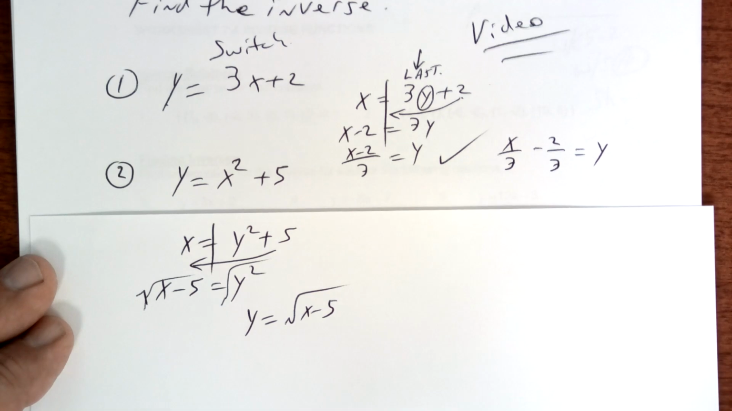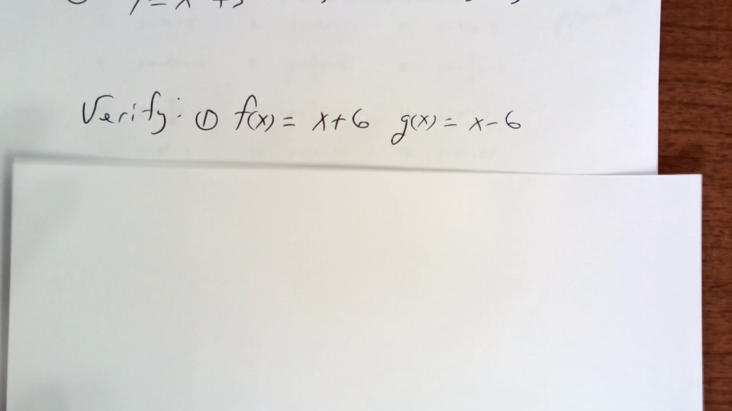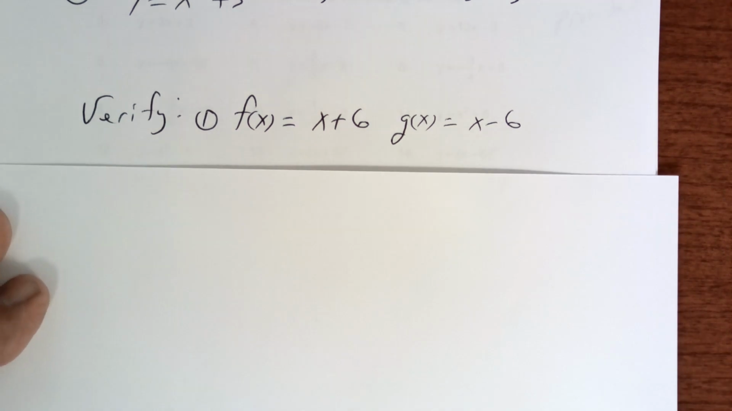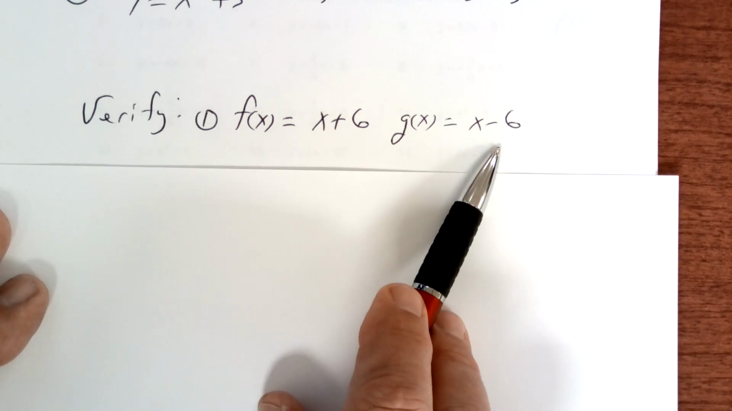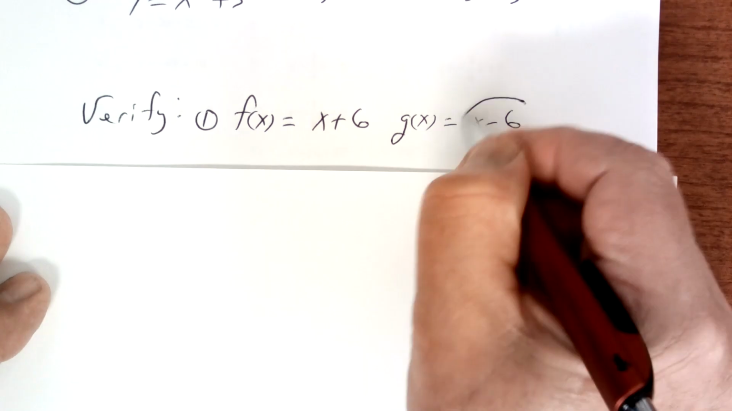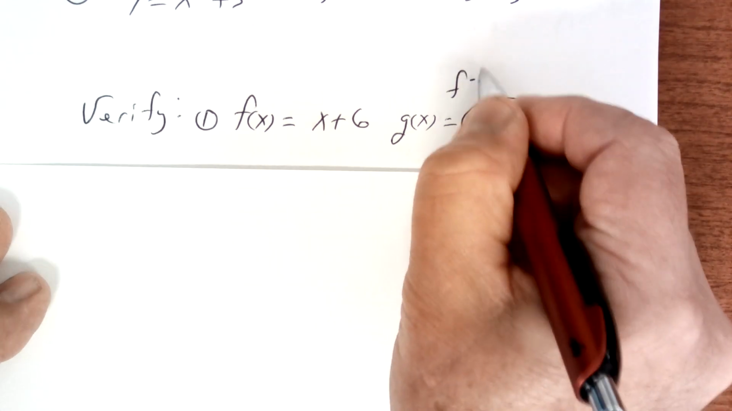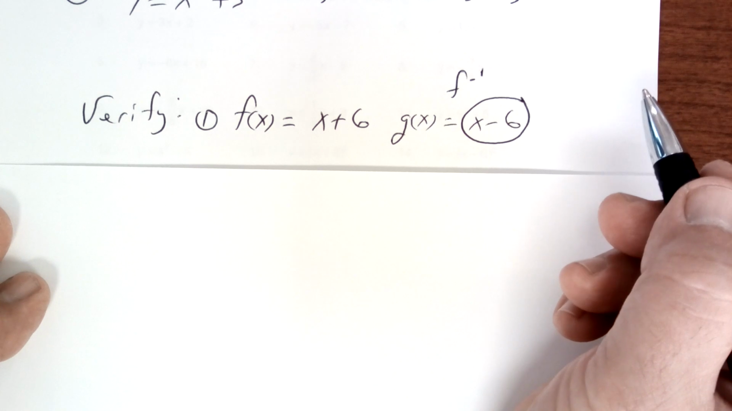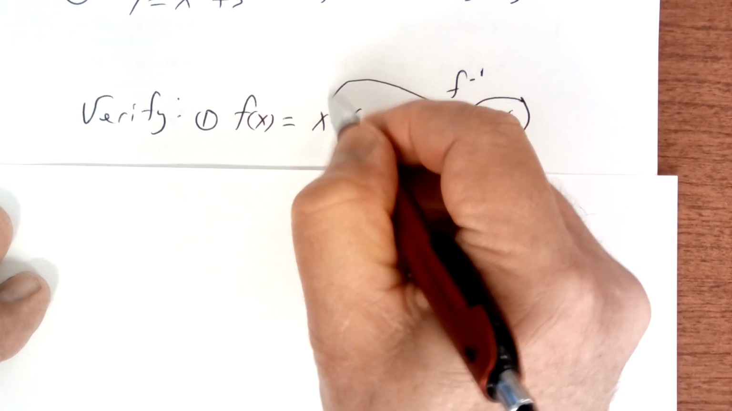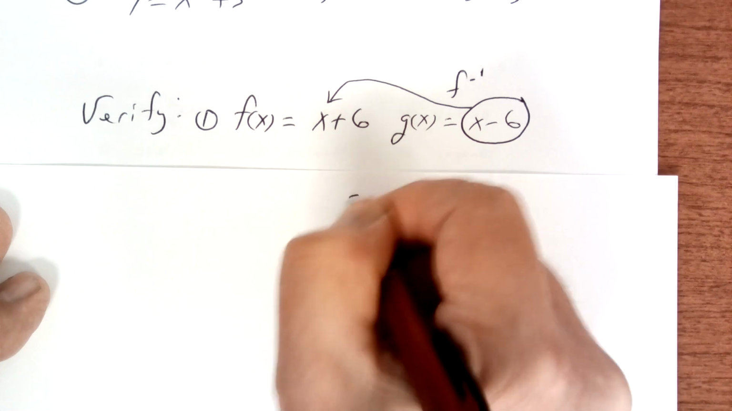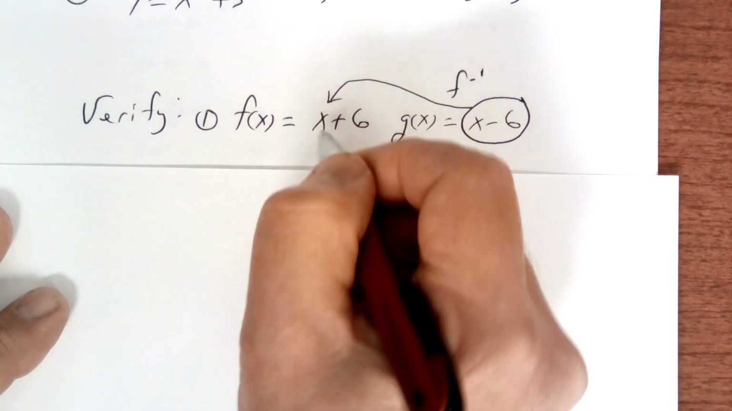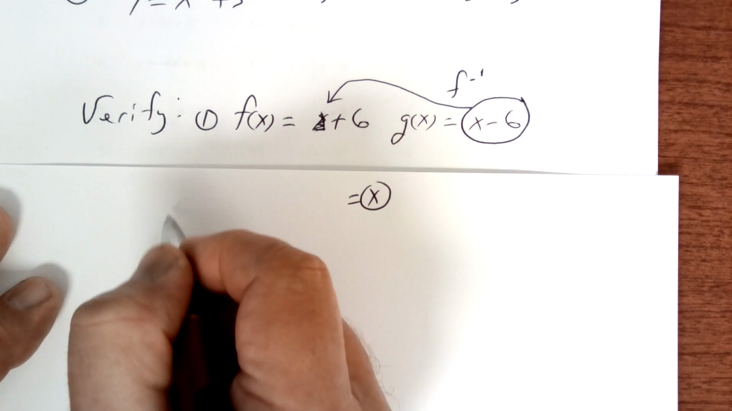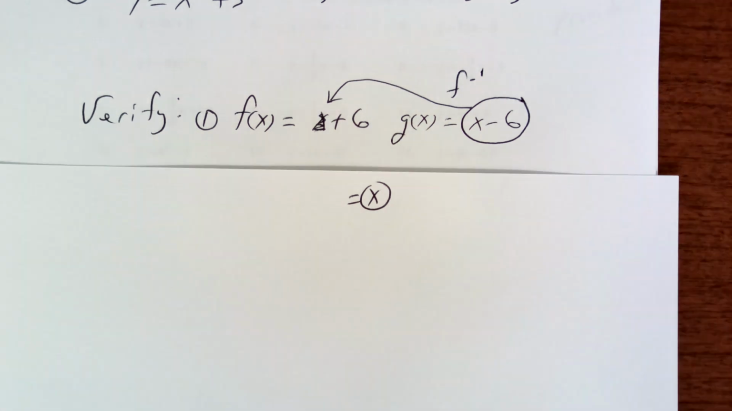Let's talk about verifying. Copy this one down right here. All right, so here is the function, and they gave you the inverse. And if you plug this inverse, usually denoted like f negative 1, if you substitute it here for the x, if you end up with x, then it is the inverse. If you don't end up with x, it's not the inverse.